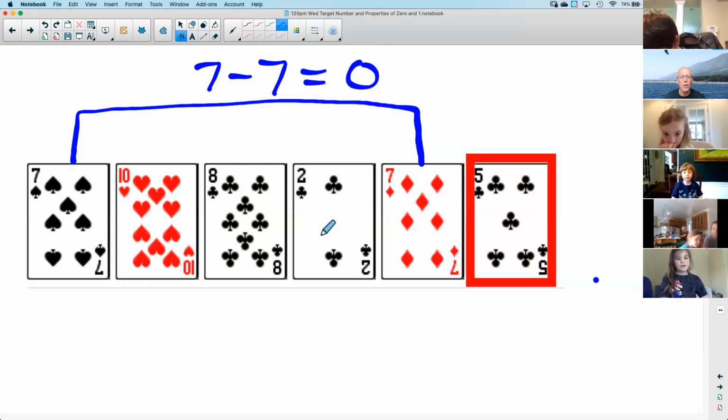Ooh, I just got one. 5 with all these numbers. And I have to use everything. Keep going, kid.